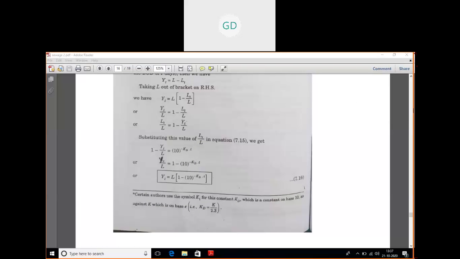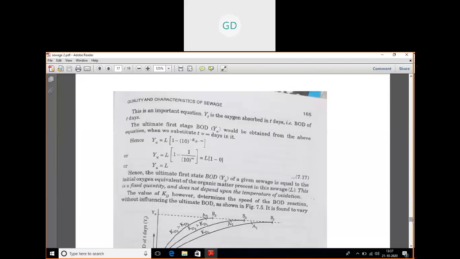Now you can find out what the ultimate BOD is. For the ultimate BOD, we don't know the time. Time can be indefinite, it can be infinite, because we don't know after how much time we will get the ultimate BOD result. So in the same first stage BOD equation we just got, in place of T we put the infinity sign, and finally after solving you will get the expression YU is equal to L. So this is your ultimate first stage BOD equation.